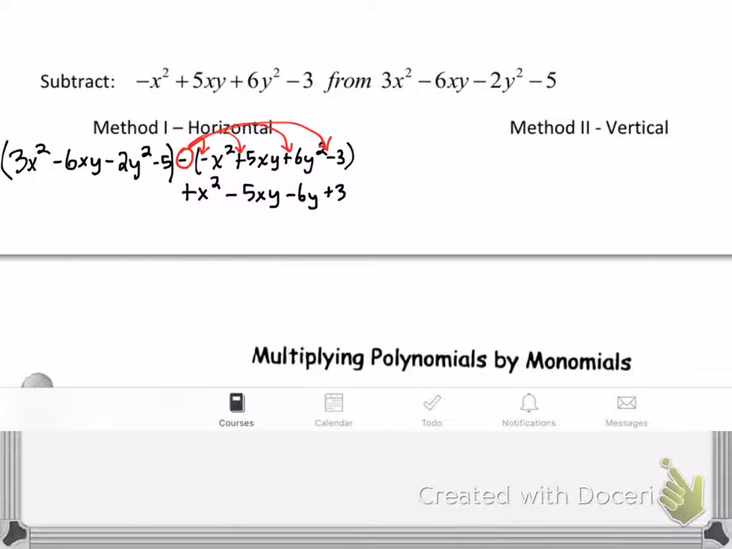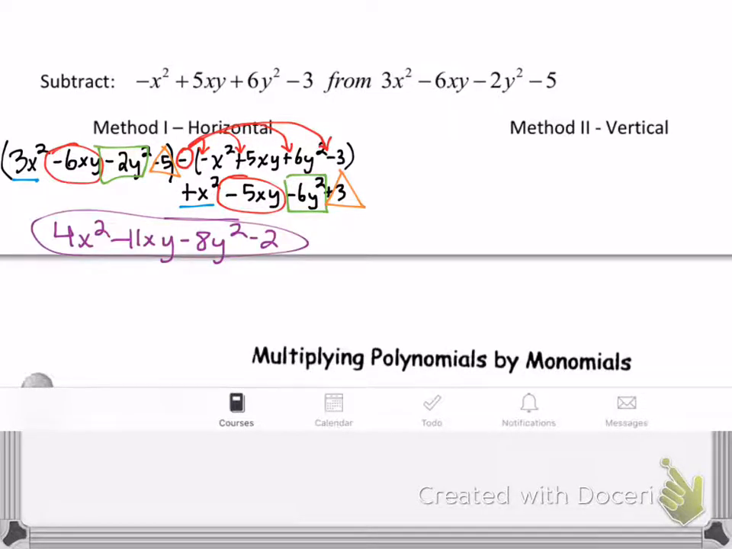And so if you combine the like terms, you'll notice it's all the same thing. And then go ahead and combine those like terms and see what you get. There's my final answer. Doing it vertically is pretty much the same. You just got to be careful of distributing that minus sign.